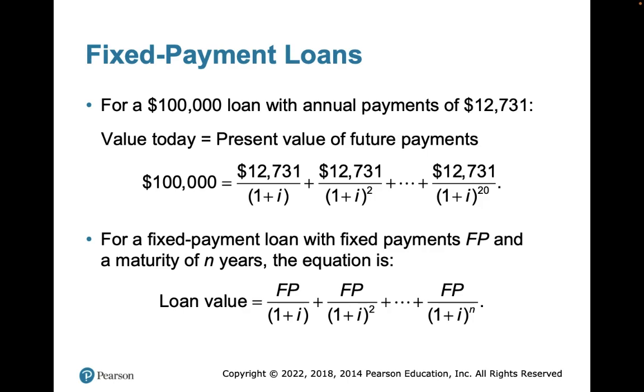Now what about fixed payment loans? For a 100,000 loan with an annual payment of 12,731, we say the value today is the present value of future payments. Now for a fixed payment loan with fixed future payments and a maturity of n years, the equation is: loan value equals the present value of the future payments, and this is the formula for it.